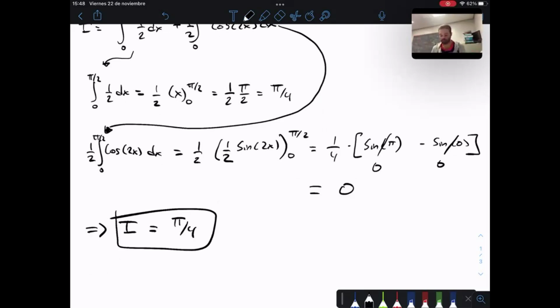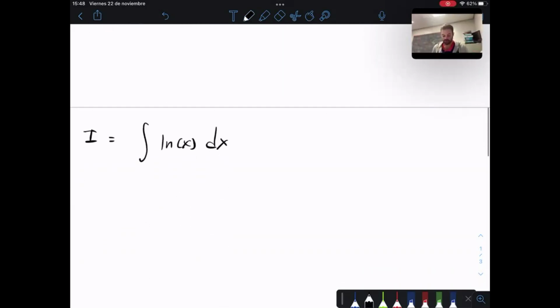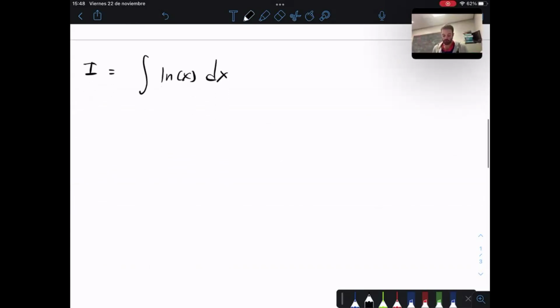So this is the first integral. Let's look now at the second integral, which is the integral of the natural logarithm with respect to x. Okay, this is ln, which is the natural logarithm. Now to solve this integral, we have to use a very nice formula, which is called integration by parts.